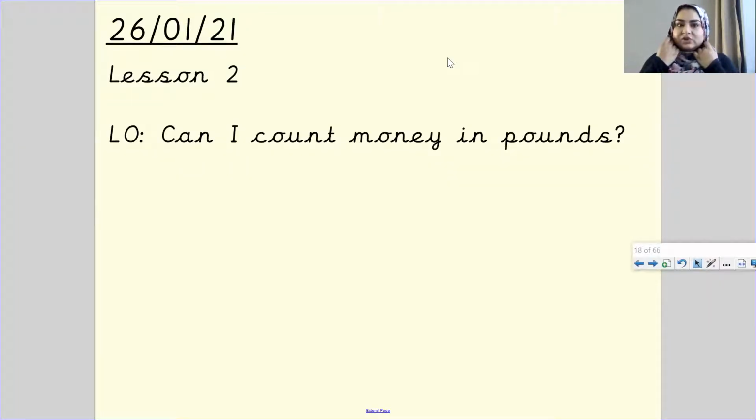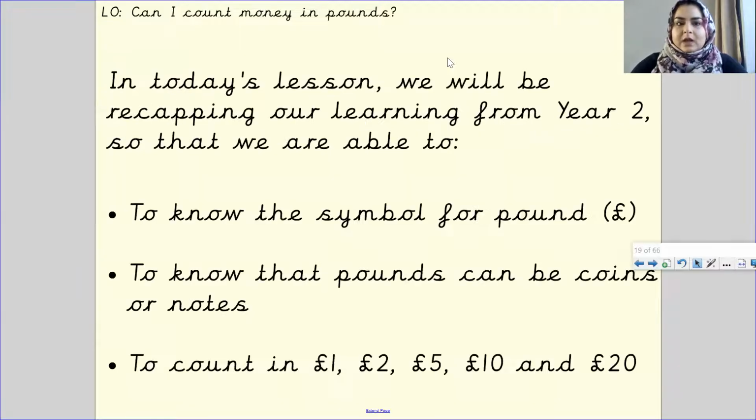So today is Tuesday, 26th of January 2021, and your learning objective today is: can I count money in pounds? In today's lesson, we will be recapping our learning from year 2 so that we are able to know the symbol for a pound, to know that pounds can be coins and notes, and to count in £1, £2, £5, £10, and £20.